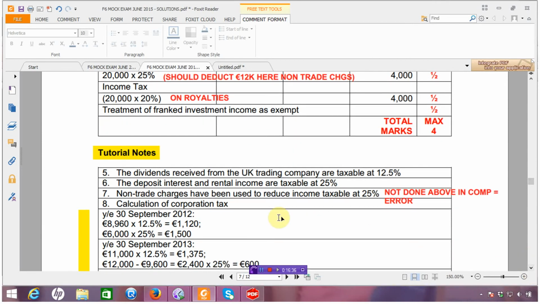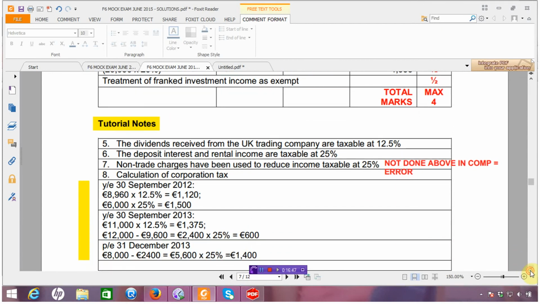Okay, I've mentioned here just this point number 7, that it's not actually done. The non-trade charges haven't been deducted. I'm not sure what the workings here are. I don't think these relate to the question in any way, so no need to dwell on those at all.